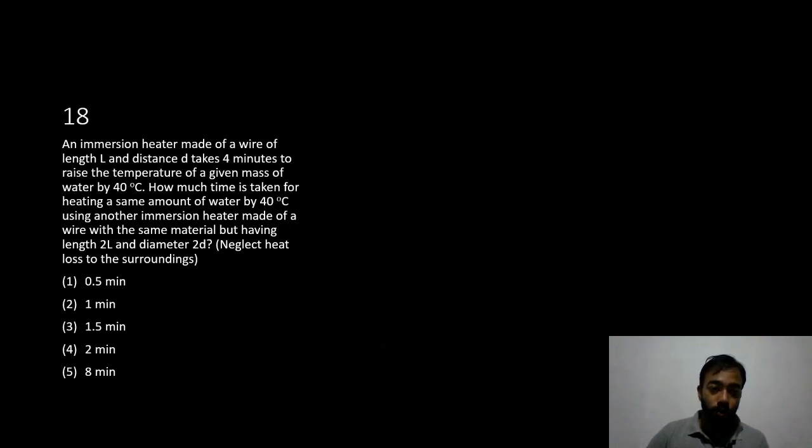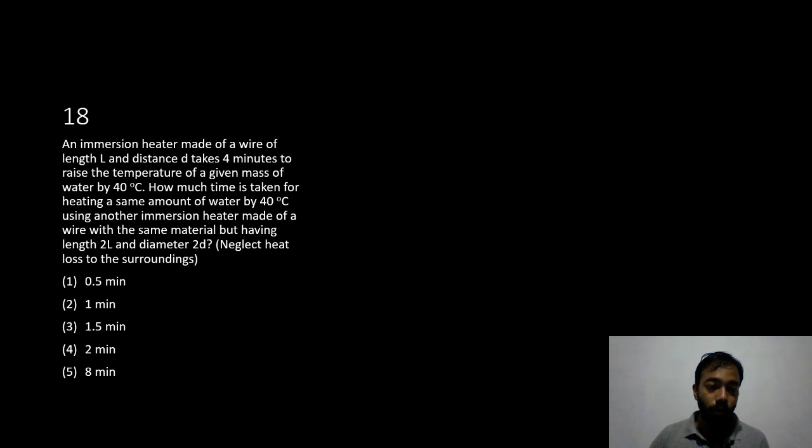Question number 18. An immersion heater made of a wire of length L and diameter D takes 4 minutes to raise the temperature of a given mass of water by 40 degrees Celsius. How much time is taken for heating the same amount of water by 40 degrees Celsius using another immersion heater made of a wire of the same material but having length 2L and diameter 2D? Neglect heat loss to the surroundings. So how can you find the time taken?